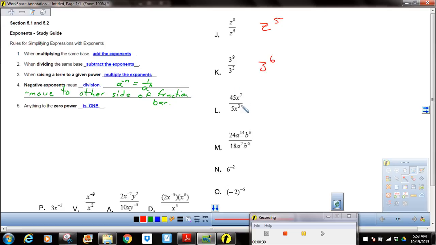This one is dividing the same base. The base is x, so 7 minus 3 is x to the fourth. Now the 45 over 5 are just coefficients. You treat this as a regular fraction. 45 over 5 would be 9.